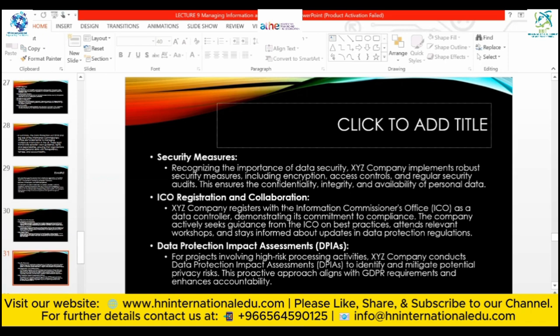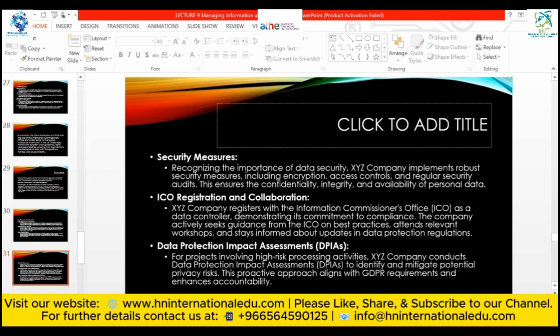ICO registration and collaboration. XYZ Company registers with the Information Commissioner's Office as a data controller. Demonstrating the commitment to compliance, the company actively seeks guidance from the ICO on best practices, attends relevant workshops, and stays informed about updates in data protection regulations.